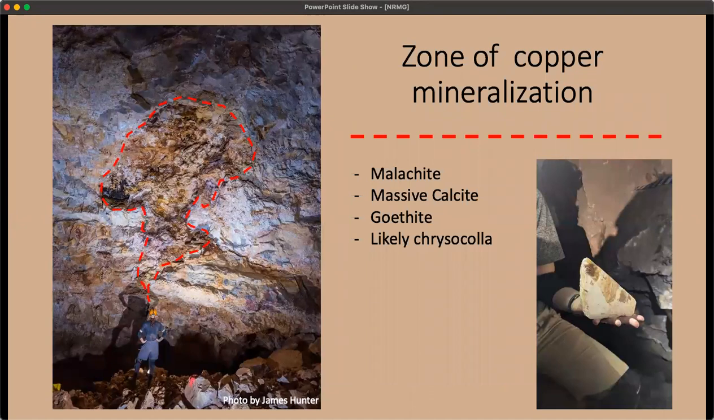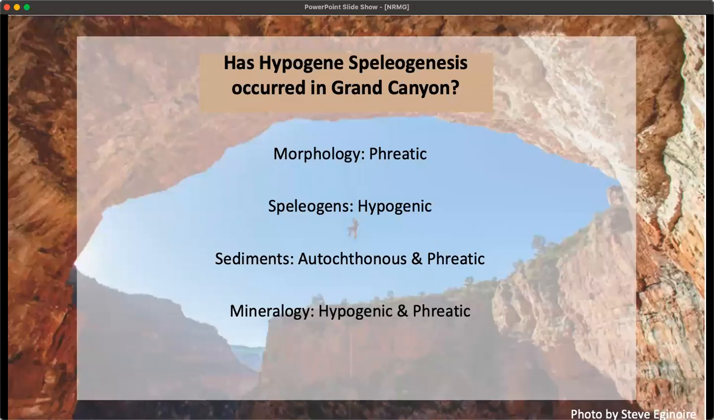Here's the zone of copper mineralization. Like I said, we've got massive calcite, malachite, goethite, and probably some chrysocolla, and then some nice spar on the right as well. All right, now in summary, we have phreatic morphologies, we have many hypogene speleogens, autochthonous cave sediments, we have phreatic minerals and potential hydrothermal minerals. This all suggests that hypogene speleogenesis has occurred in Grand Canyon.